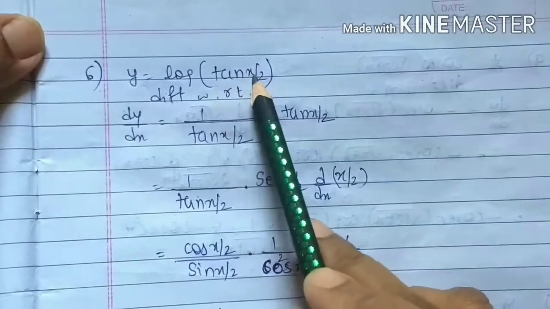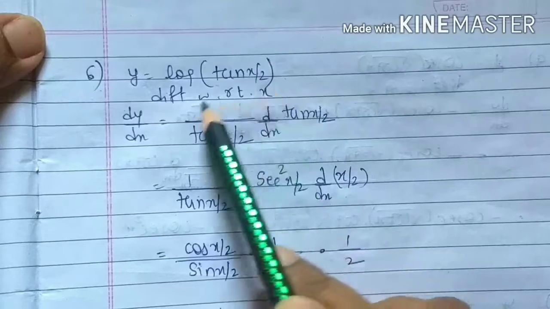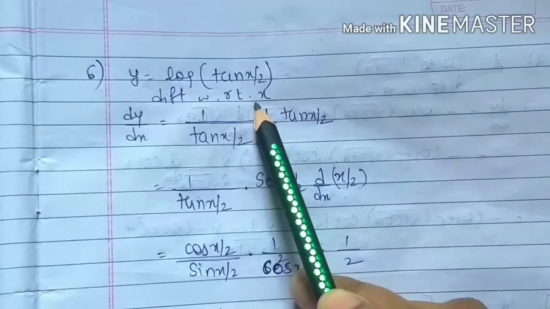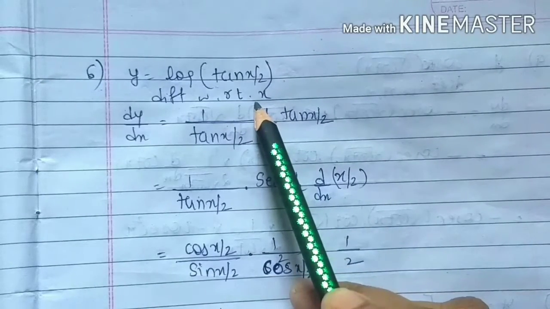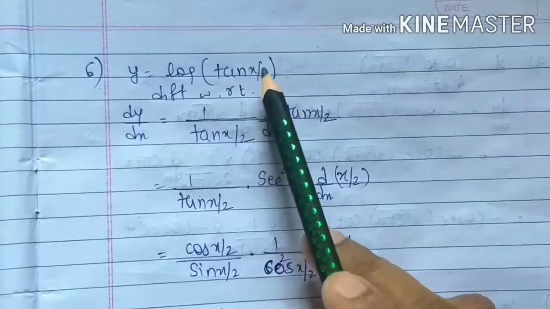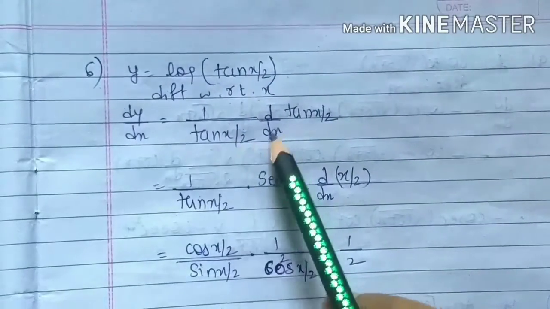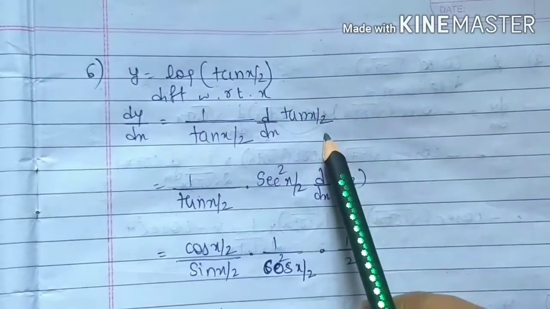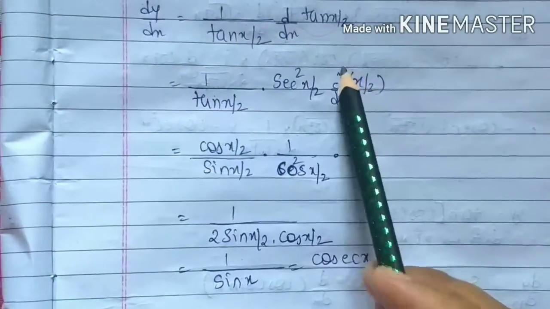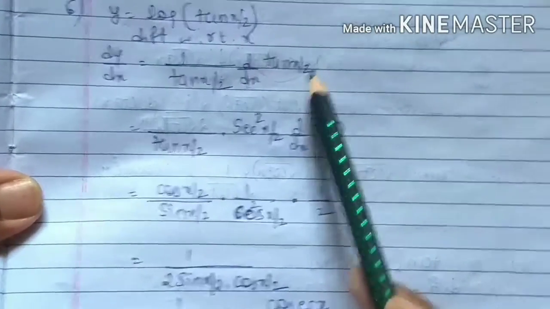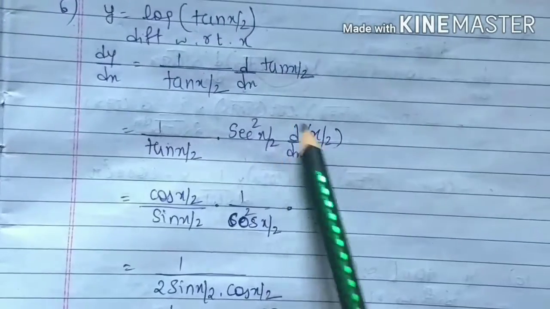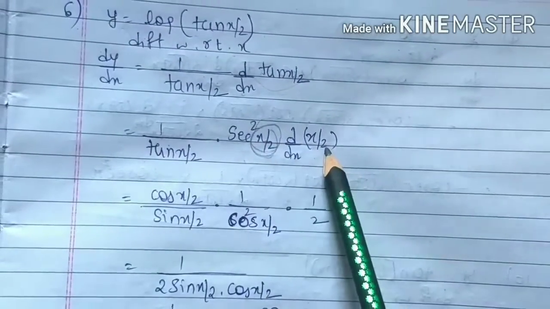Y is equal to log of tan x by 2. So differentiating with respect to x. Now it is of the form log x, right? Standard function log x. What is the derivative of log x? 1 upon tan x by 2 into derivative of tan x by 2. So 1 upon tan x by 2. What is the derivative of tan x by 2? Sec square x by 2 into derivative of the angle x by 2.